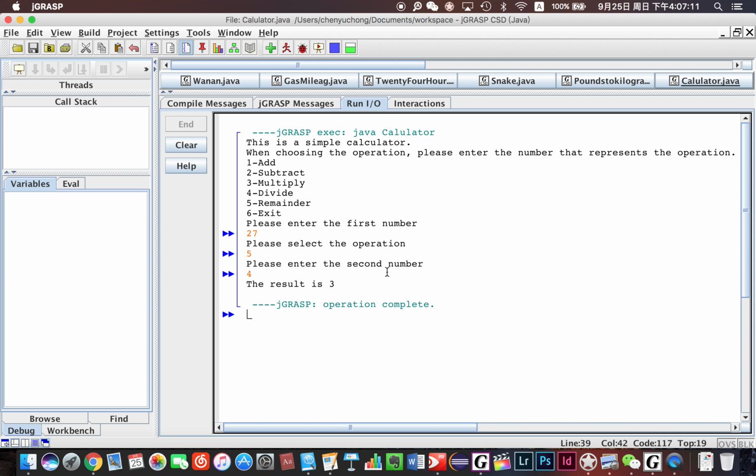So this is a very simple program that can perform as a calculator.